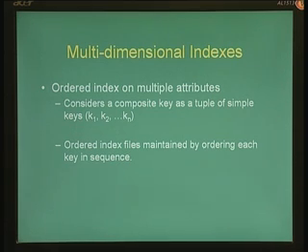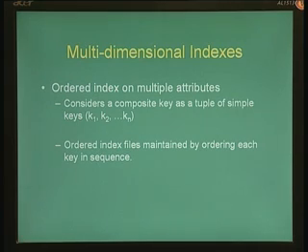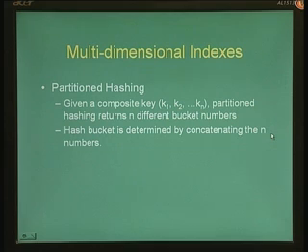From these storage structures, let us move on to some kinds of index structures. That is, how do we index elements based on these storage structures? The simplest kind of index is the ordered index on multiple attributes. That is, when you have to index based on multiple dimensions, index on each dimension separately. Suppose you want to index on n different dimensions, k1 to kn: index on k1 separately, and k2 separately, and k3 separately, and so on. Ordered index files are maintained by ordering each such key in sequence.